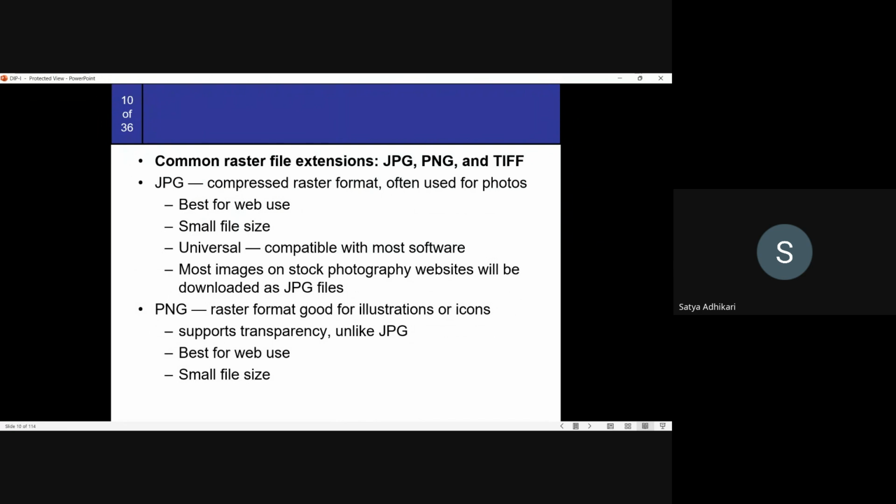These are the common raster file extensions. JPG we are familiar with. PNG also we are familiar with. JPG is a compressed raster format, often used for photos, best for web use, small file size, compatible with most software. Most images on stock photography websites will be downloaded as JPG files. PNG is a raster format good for illustrations and icons, supports transparency unlike JPG, best for web use, small file size. So these are the advantages of a raster file.